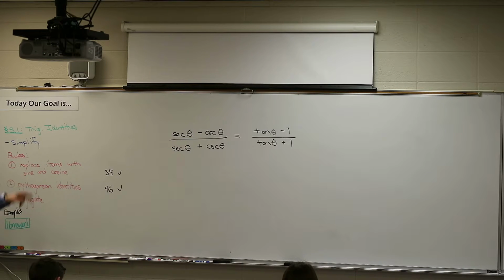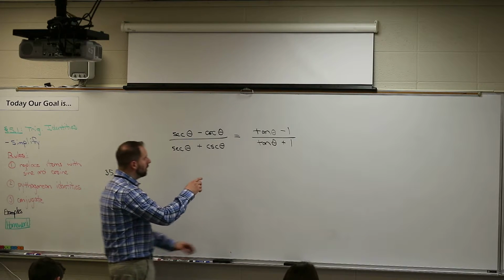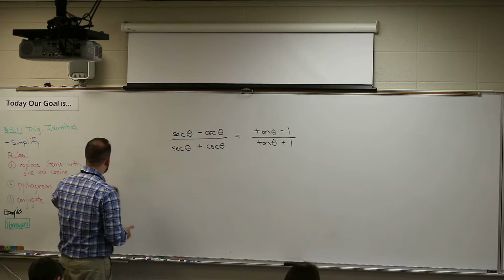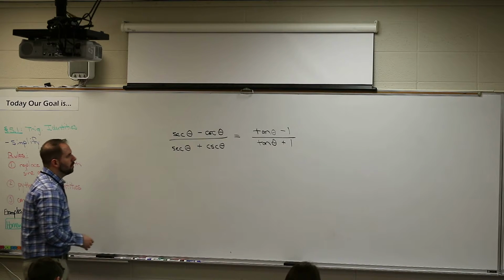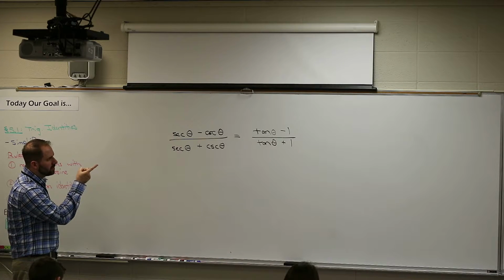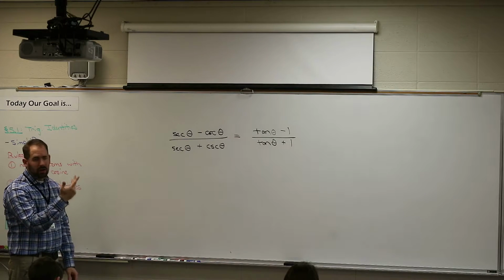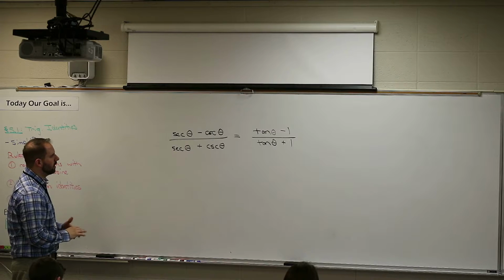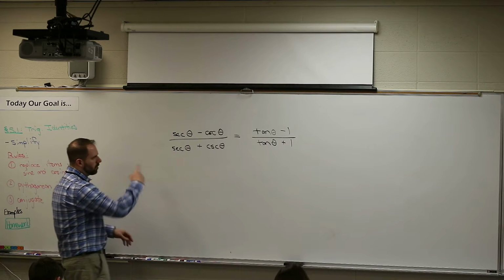Do you guys want to do the conjugate rule? Do you want to do replacing this with sines and cosines? Conjugate. Okay. So on the conjugate rule, it really doesn't matter which side we pick. Let's work with the right side that has tangent, because I can think of the Pythagorean identity that has that. Then we can work with the left side.